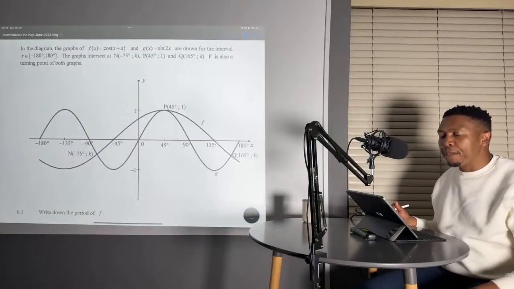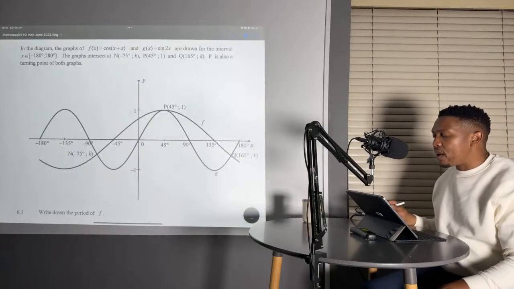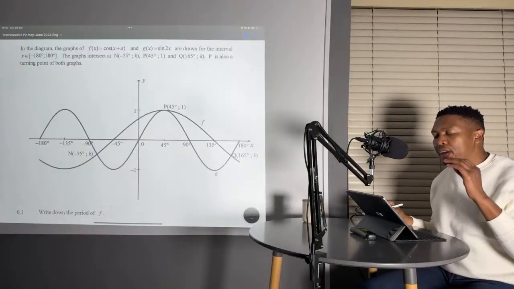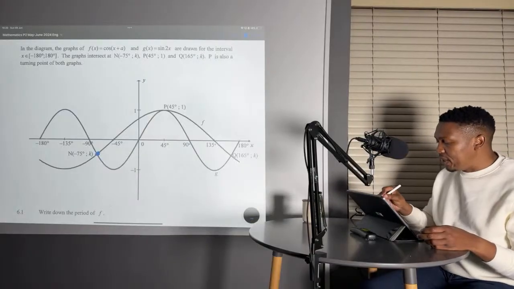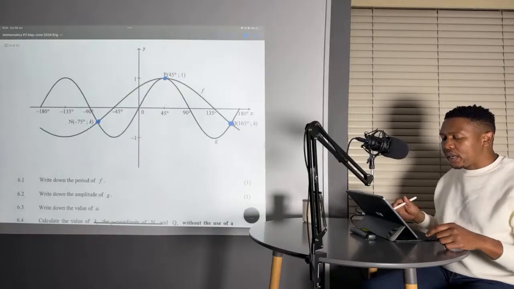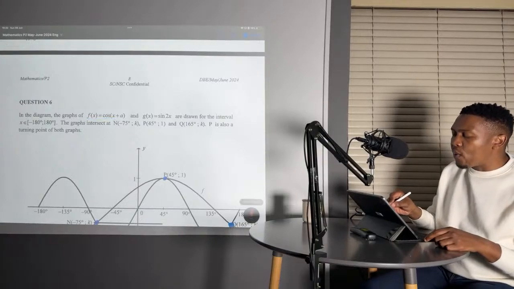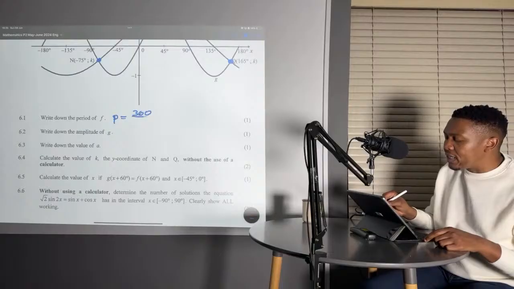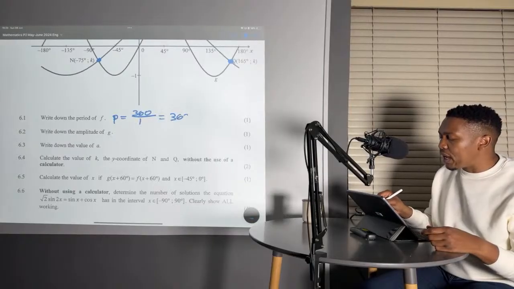I covered it extensively. So they say in the graph we've got f of x, which is x plus a, and g of x, which is sine of 2x, right? For the interval, x is an element of negative 180 to 180, right? The graphs intersect at N, there it is there, at P, there it is over there, and at Q, which is right there. Right, now they say to us, write down the period of f. Now note, guys, for the graph of f, the coefficient of our x value is 1. So meaning that for the period, we always say 360 divided by the coefficient of our angle, right? So that would be 360.